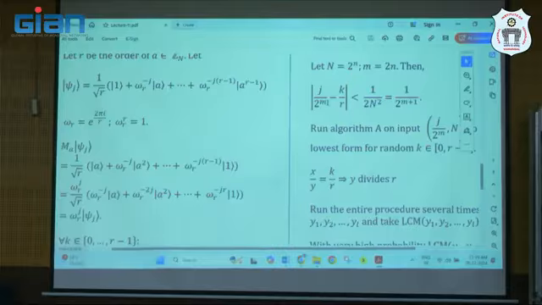Now we don't know what r is. So we cannot create psi j as such, because the whole point is to find r. The order finding problem is to find r. Nobody has given us r. So as such we don't know, but we are just imagining: let us say r was whatever, and let us say this state was psi j. Agreed?